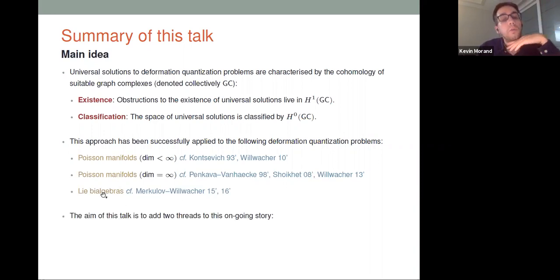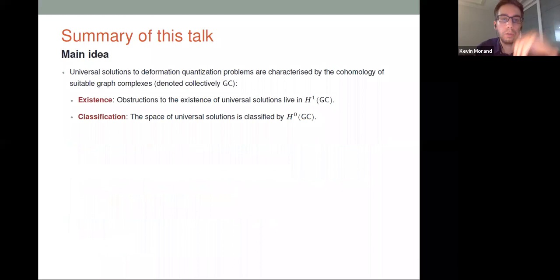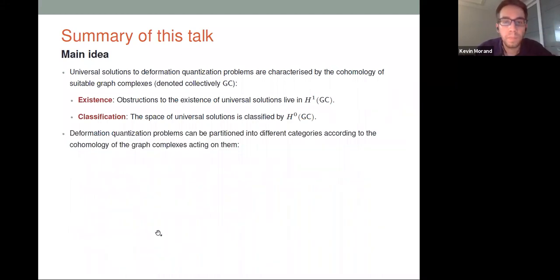So the aim of this talk will be to add two threads to this ongoing story, by discussing Lie bialgebroids and an extension of Lie bialgebroids, which is known as quasi Lie bialgebroids. This is what I will do in the remaining time.